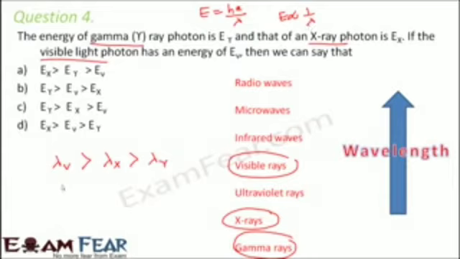So therefore we can say that energy of visible light. Now if we talk about wavelength, then the wavelength of visible light is maximum. So if we talk about energy, the energy of visible light will be minimum. So we can say that E visible light is less than energy of X-ray is less than energy of gamma ray. So which is the correct option? It is option C.